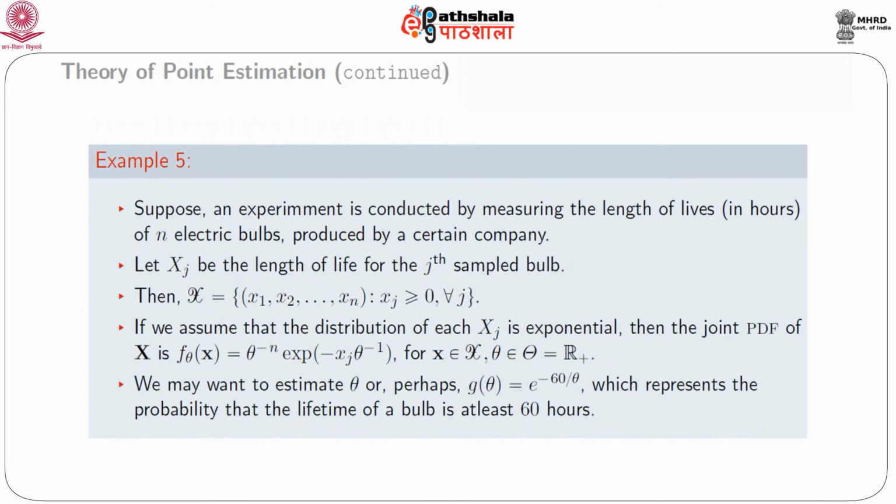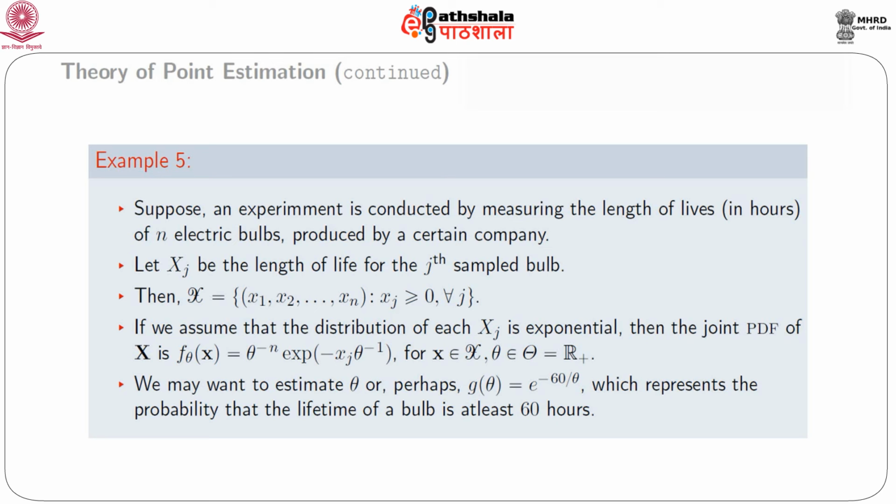We consider our last example. Suppose an experiment is conducted by measuring the length of lives in hours of n electric bulbs produced by a certain company. Let xj be the length of life for the jth sampled bulb. Then our sample space is the set of all n tuples small x1, x2 up to xn, where each xj is greater than or equal to 0.